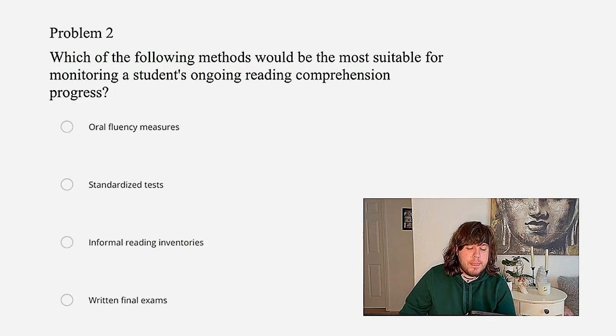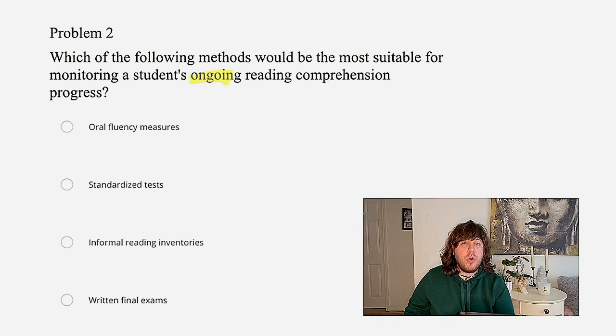Problem 2 says, which of the following methods would be the most suitable for monitoring a student's ongoing reading comprehension progress? What sticks out to me in that question is the word ongoing. So we're looking for a method that allows us to monitor student progress in a continuous, ongoing fashion, not just once or twice a year. Let's look at our answer choices.